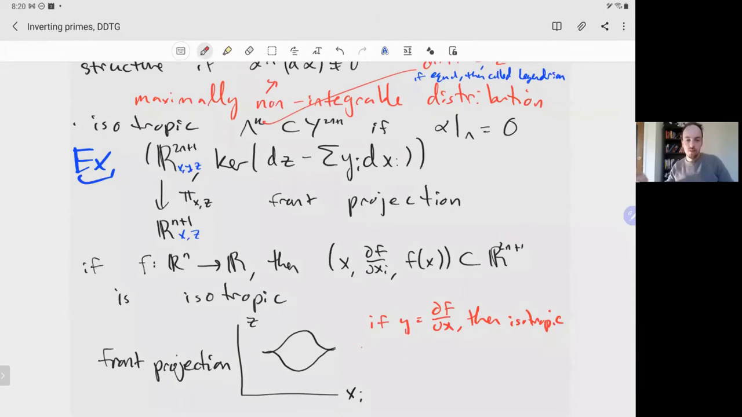So if you have this condition, this is an isotropic in this contact manifold. So now in the front projection, you have the x and the z coordinates.